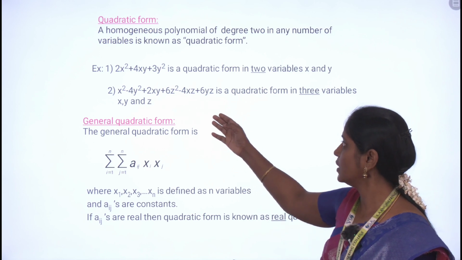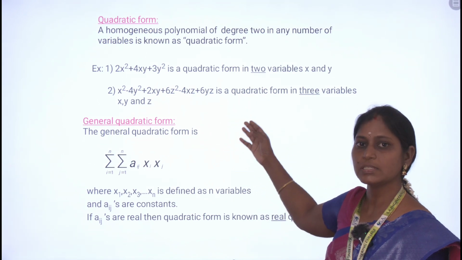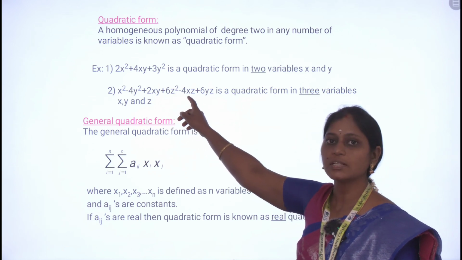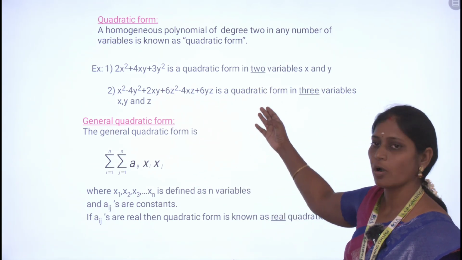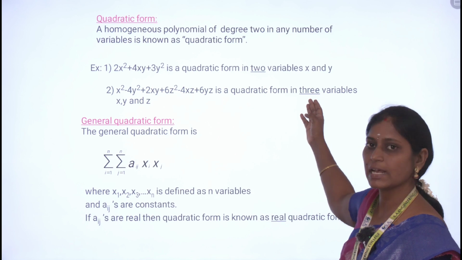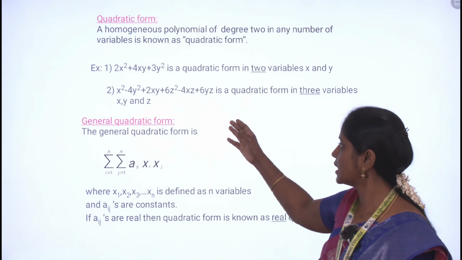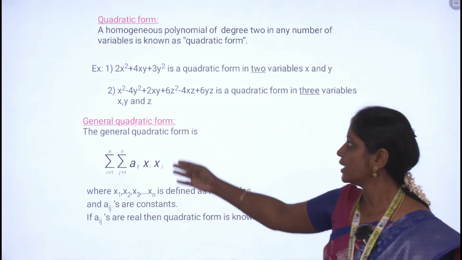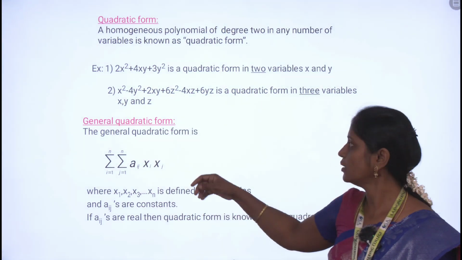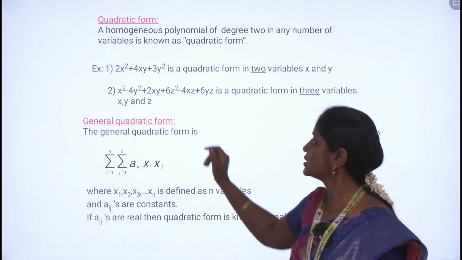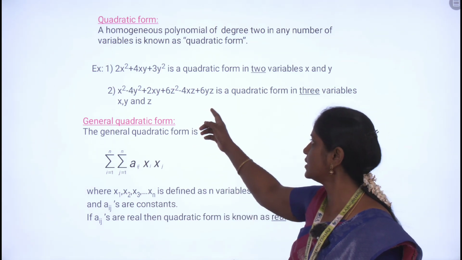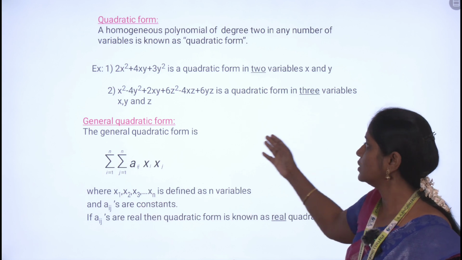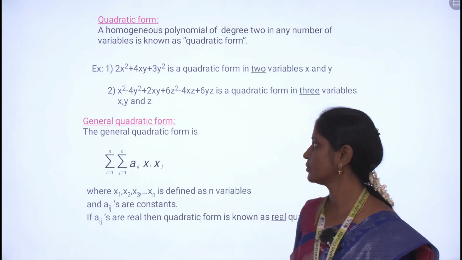The first example is in terms of two variables x and y: 2x square plus 4xy plus 3y square is a quadratic form in two variables x and y. The second example is in terms of three variables x, y, z: x square minus 4y square plus 2xy plus 6z square minus 4xz plus 6yz is a quadratic form in three variables x, y and z.